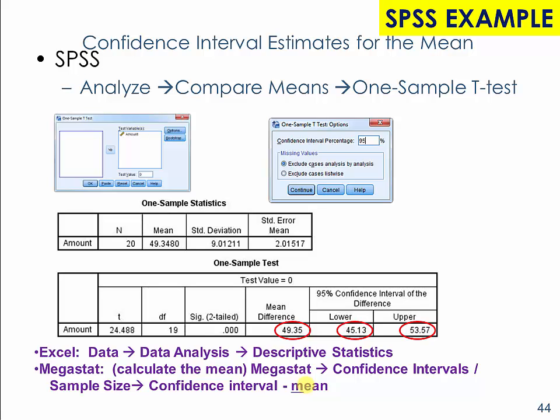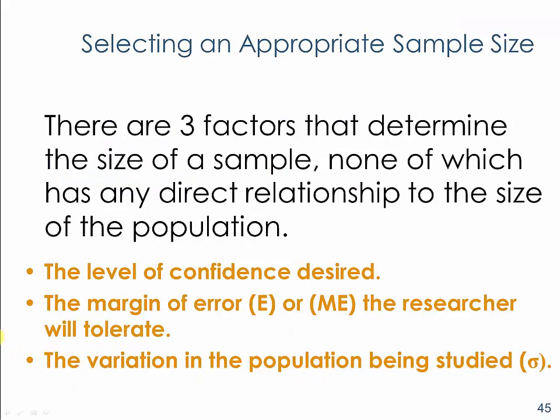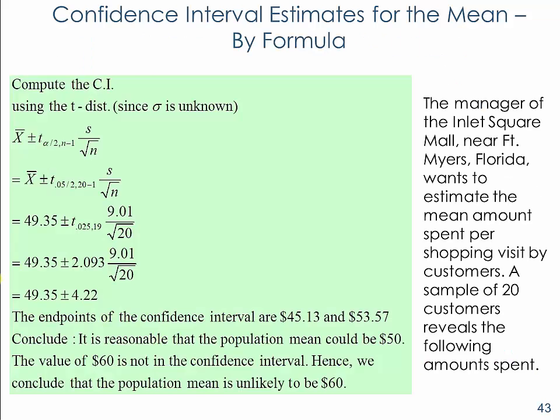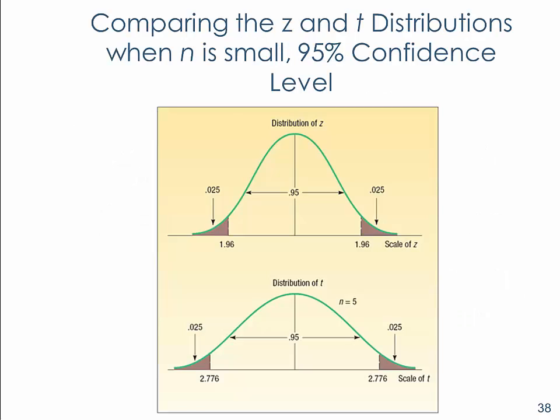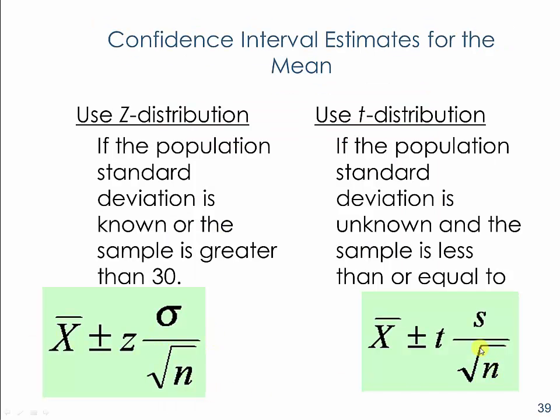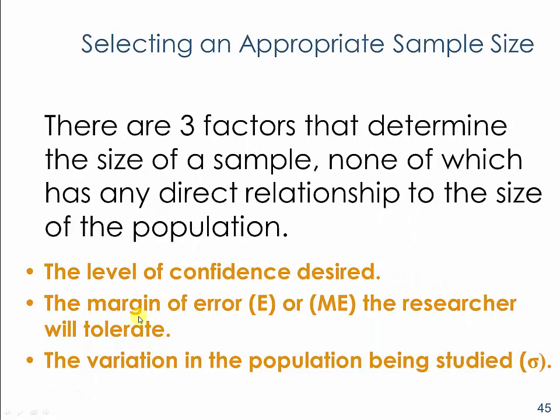So let's take a look at selecting an appropriate sample size, because we want to know if we're taking the right size sample. And there are three factors that we're looking at to determine the size of the sample. And if you remember in our formula, the sample size is important in both of our formulas in calculating the confidence interval. So it's important that we try to select an appropriate sized sample. And when we do so, none of the three factors that determine the size of the sample have any direct relationship to the size of the population.